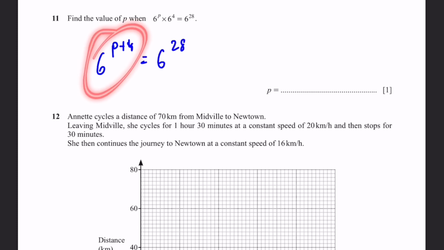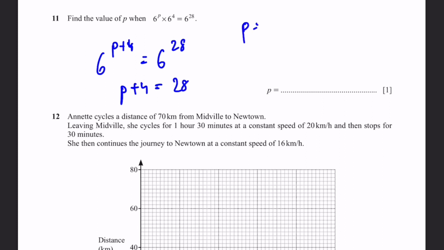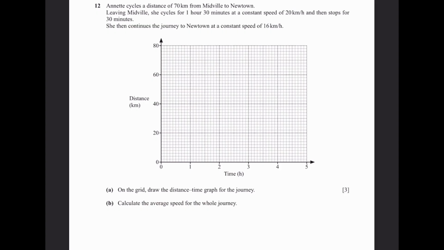Why is this? Because when we multiply two numbers with the same base but different powers, we have to add the powers. So p plus 4. So from this, we can deduce that p plus 4 is equal to 28 and p is equal to 24. That's the answer. Question 12.